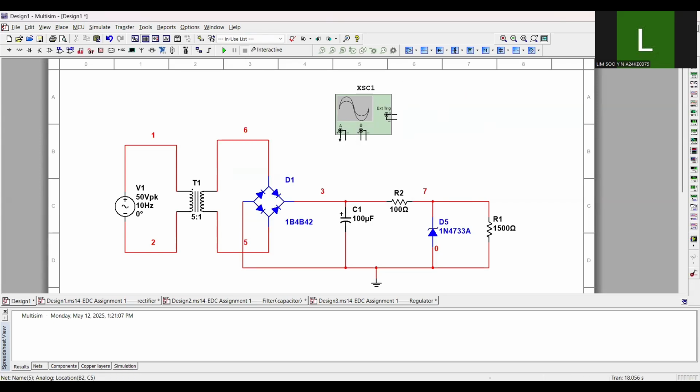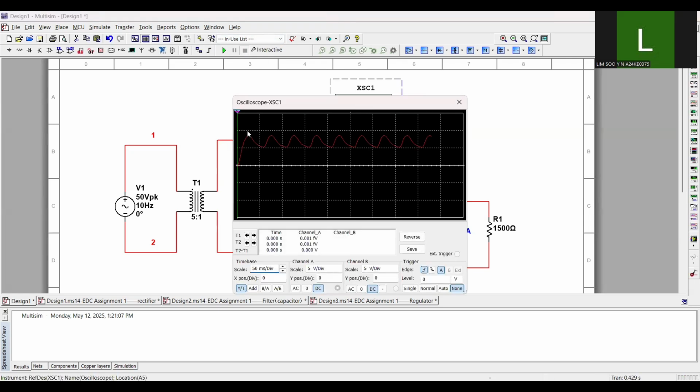Okay, then we connect the channel A to the terminal of the capacitor. Let's observe the waveform. Okay, a DC voltage with a ripple, and this confirms the filtering effect of the capacitor.